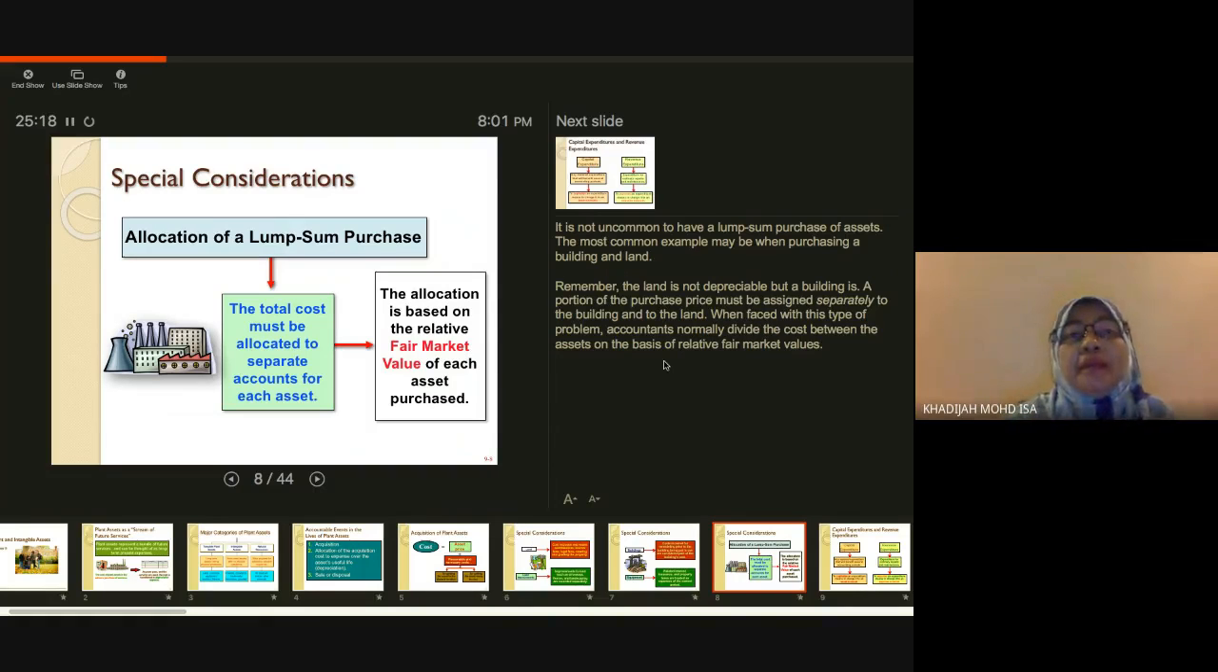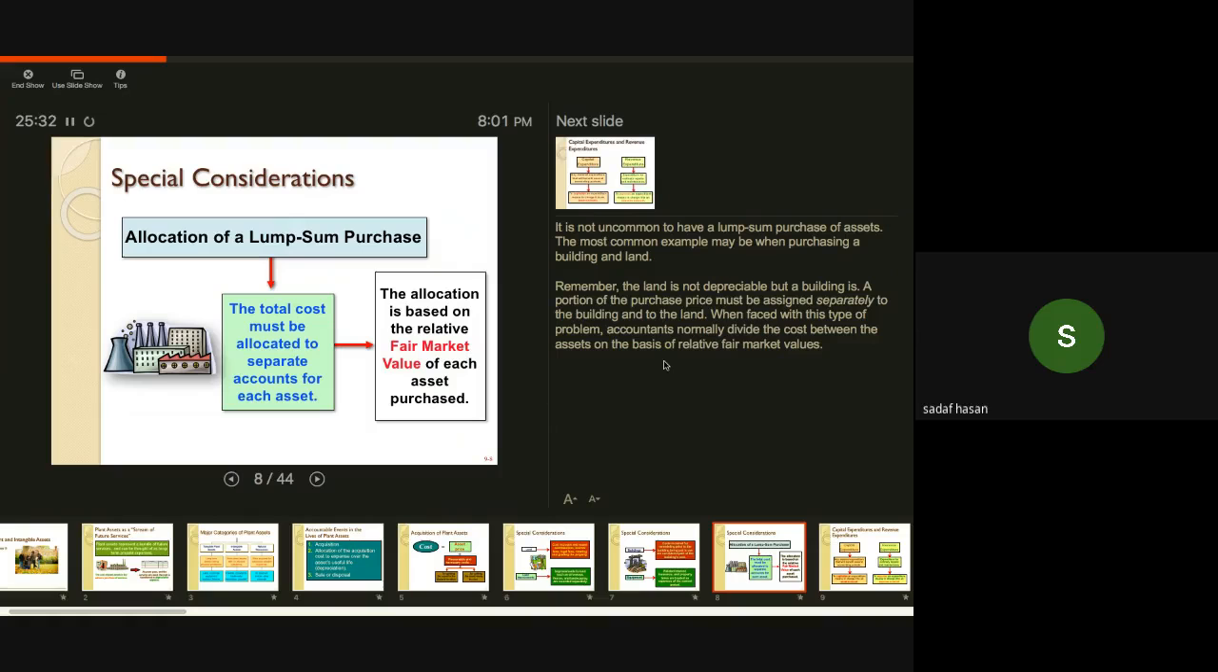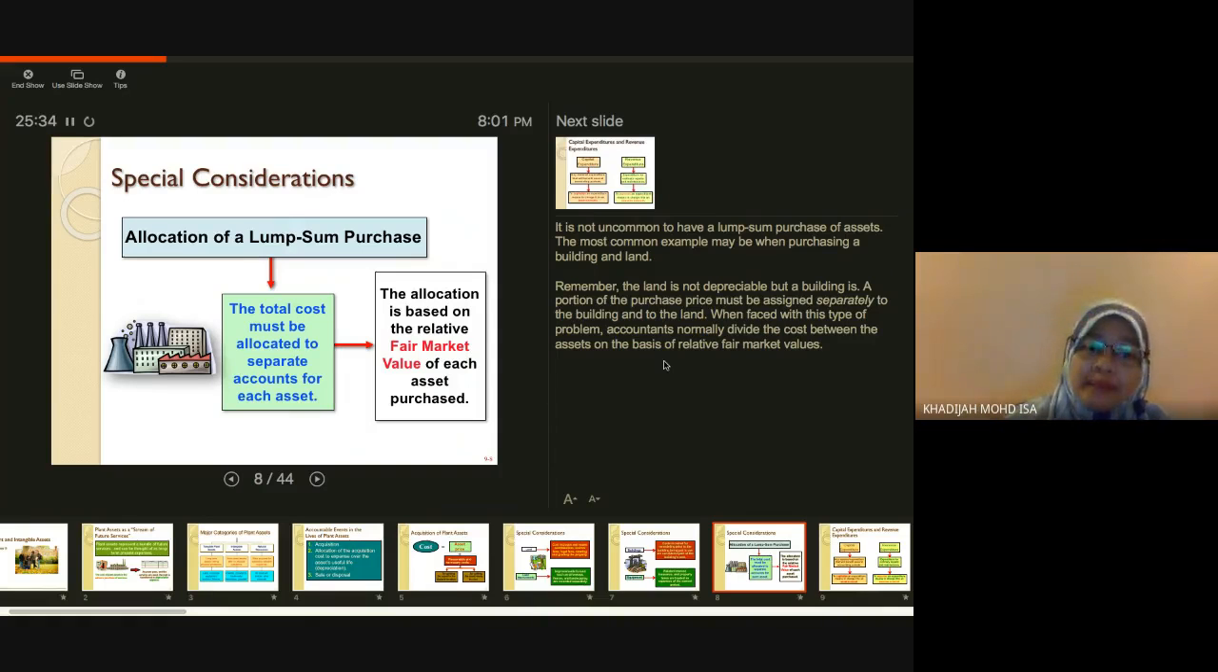Because you may have motor vehicle number one, use it for 3 years and then dispose of it. In that case, you only cater for the disposal of motor vehicle number one, and you still have number two and number three. That's why you have to keep a separate account for each asset.